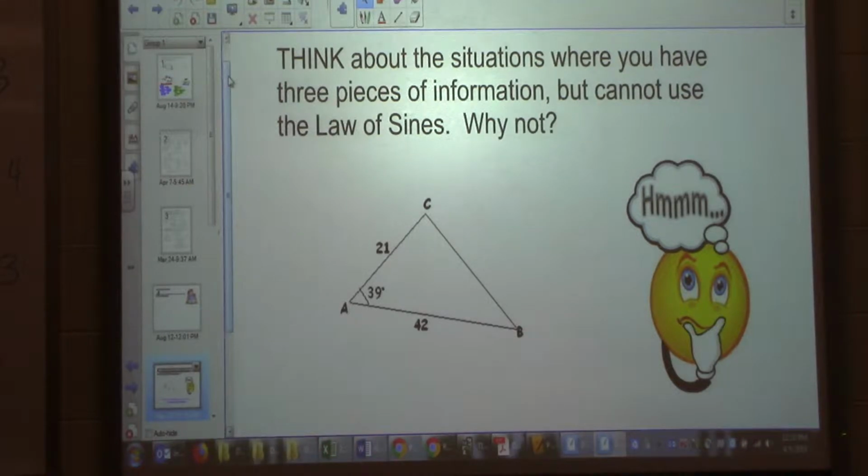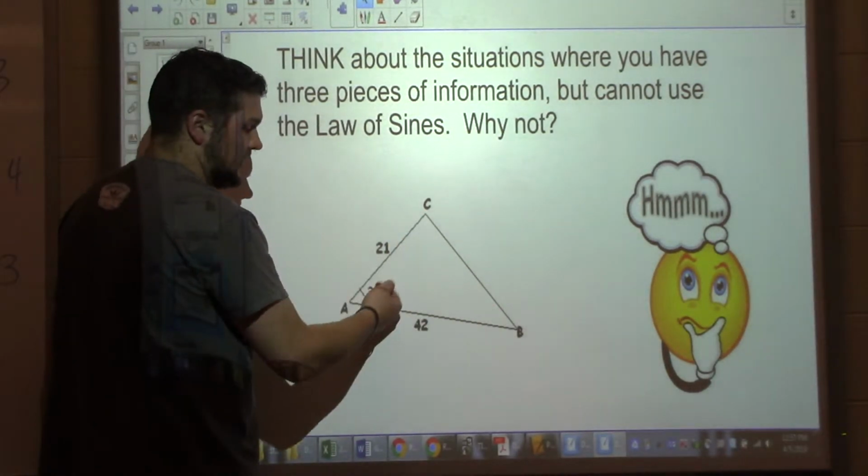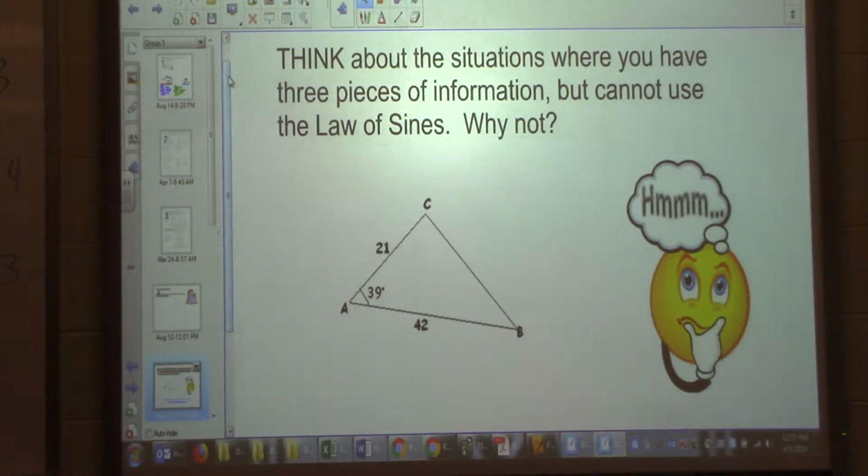Why can I not use law of sines, Violet? Because you need an angle and then the corresponding side. Exactly. We need an angle and a corresponding side. We do not have that. We have 2 sides that don't match an angle. We have an angle that doesn't match one of the sides. We don't have matching sides and angles. So, because of that, we're not able to use law of sines.